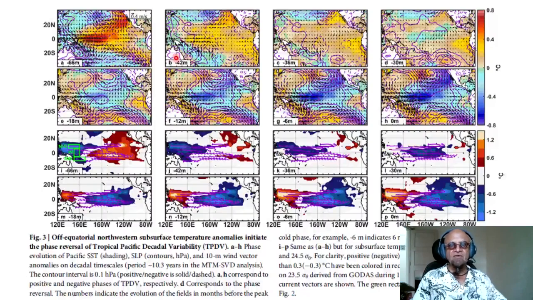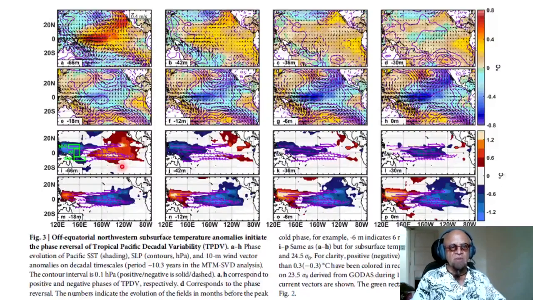So you go minus 42 months, minus 36 months, minus 30 months, minus 18, minus 12, minus 6, and 0 months. So you have transition from this phase to this phase, and you can see the entire thing is now negative. Wind directions are reversed, sea level pressure pattern has changed. So we are basically talking about air-sea interactions and subsurface anomalies together doing this business.